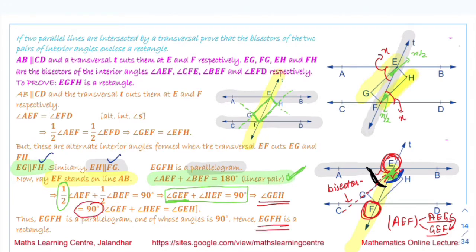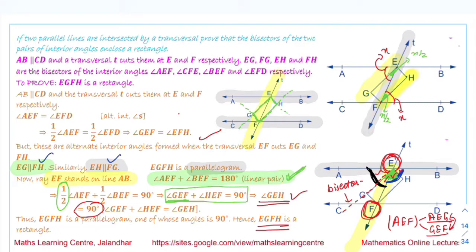So we get EGFH is a rectangle. We have to prove that opposite sides are parallel, and second thing, we have proved that their angle is 90 degrees.